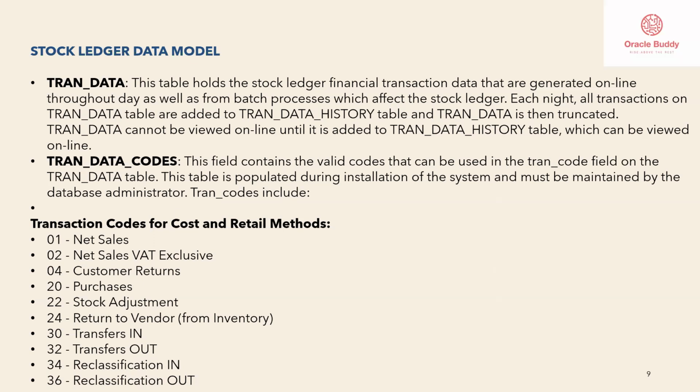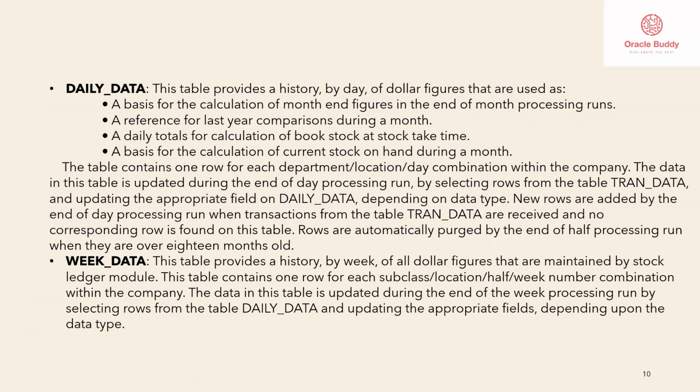Trend codes include trend code 1, net sales; trend code 2, net sales VAT exclusive; 4 is customer return; trend code 20 is purchases; trend code 22 is stock adjustment; trend code 24 is return to vendor; trend code 30 is transfer in; trend code 32 is transfer out; 34 is reclassification in; and 36 is reclassification out. There are many other trend codes which we will discuss at a later point in this video.